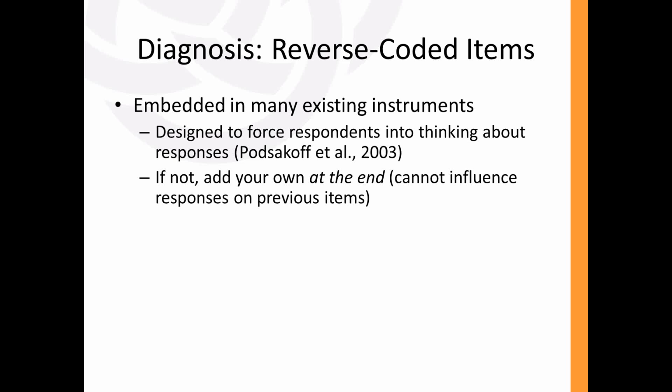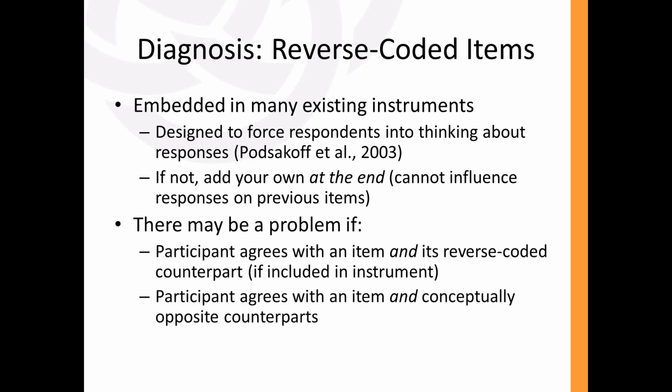And if these don't exist in the instruments, you can add your own at the very end. And I emphasize at the end because if you put them at the end, then they cannot influence responses on previous items, right? You're still using validated measures, and then at the very end, if there are no reverse-coded items, you can add your own.